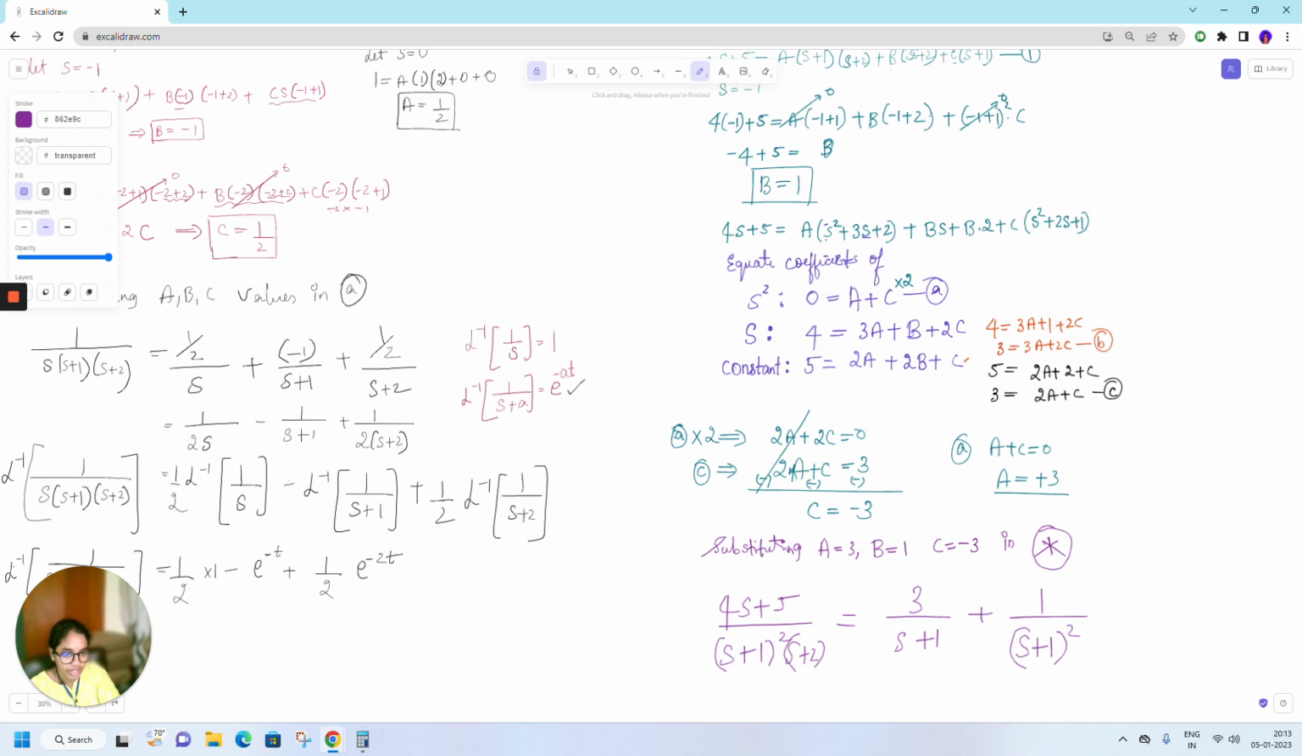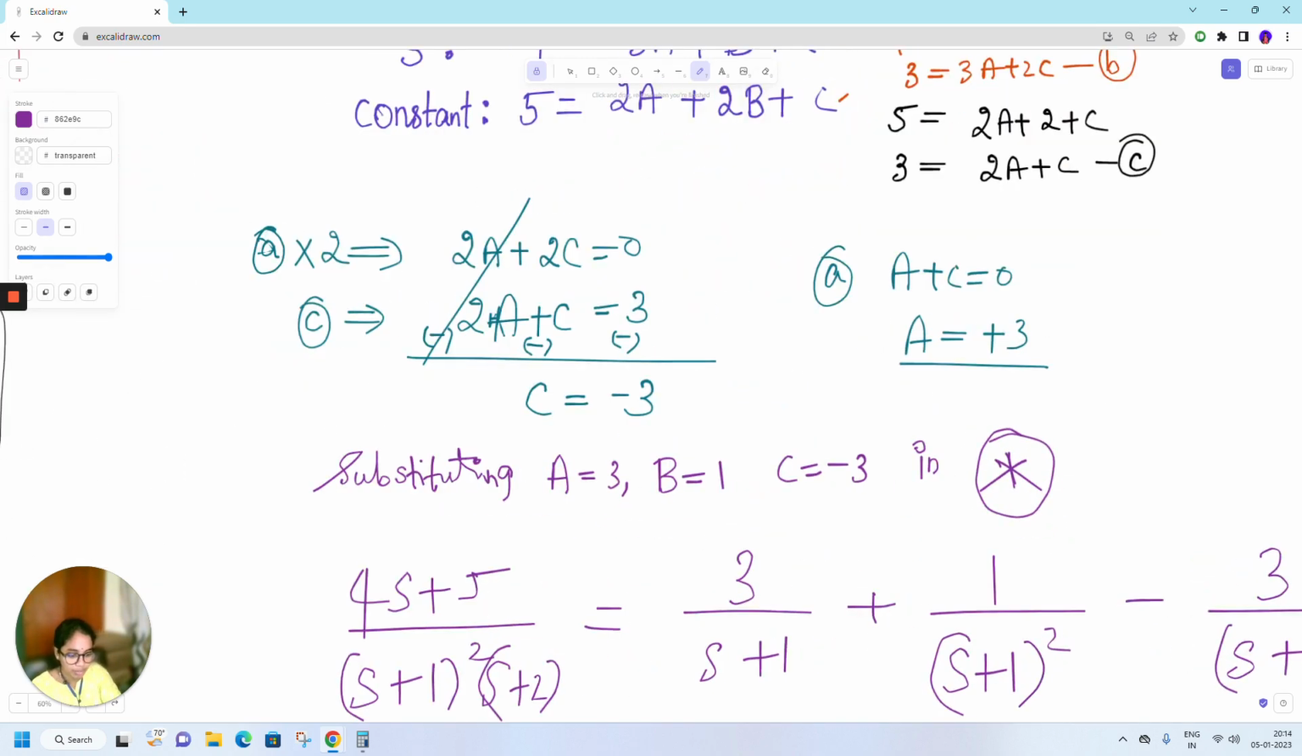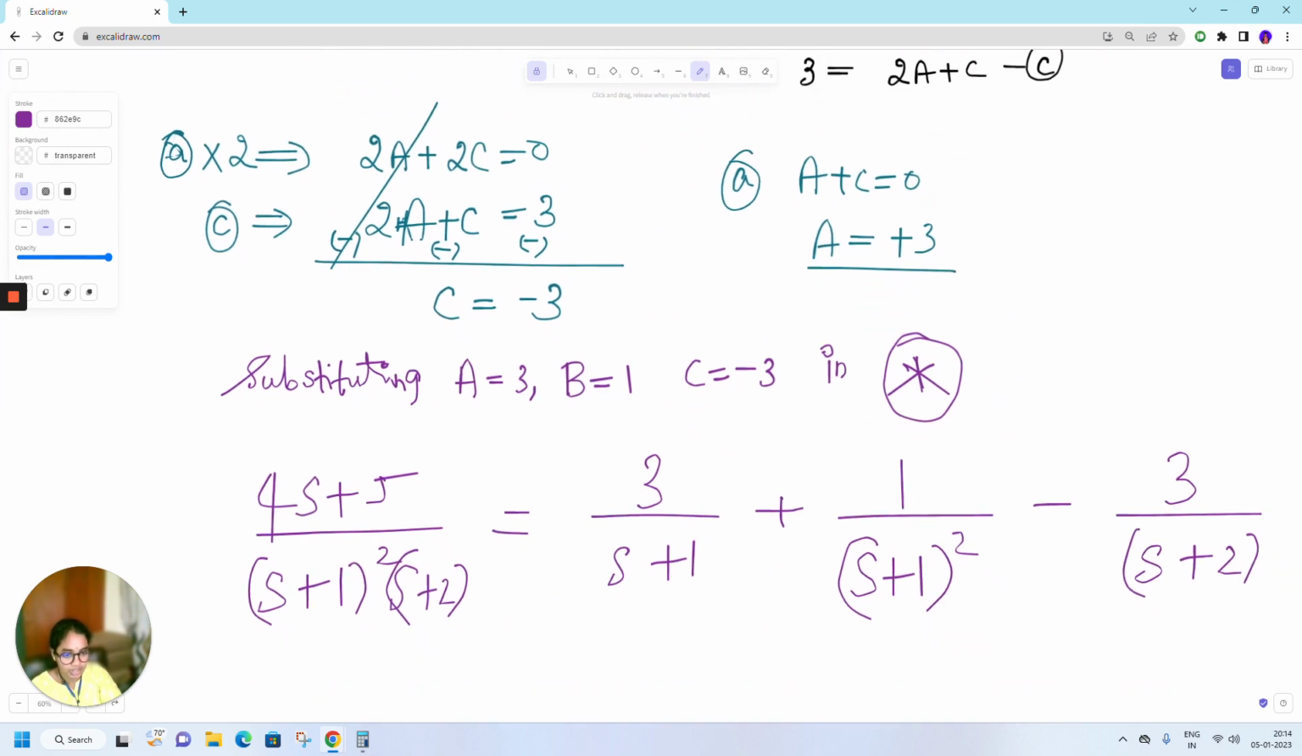Plus c divided by, what is our c value? It is minus 3 divided by s plus 2. Yes. Now what is the next step after partial fractions? We would have to find Laplace inverse.